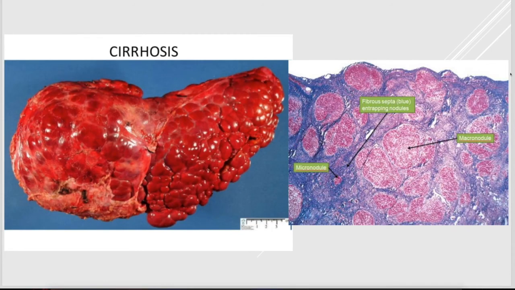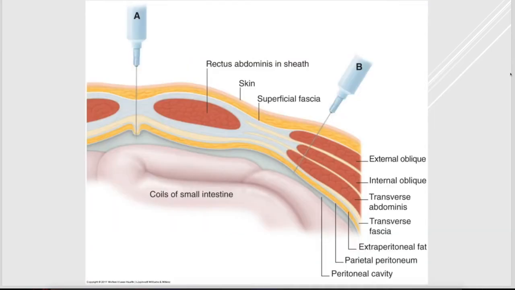So again, cirrhosis. This is just showing paracentesis. There's a couple of different ways you can do it. You can go ventrally, you can go laterally. But anyway, I want to just kind of demonstrate how ascites happens. So ascites, of course, is the edema of the abdominal cavity.